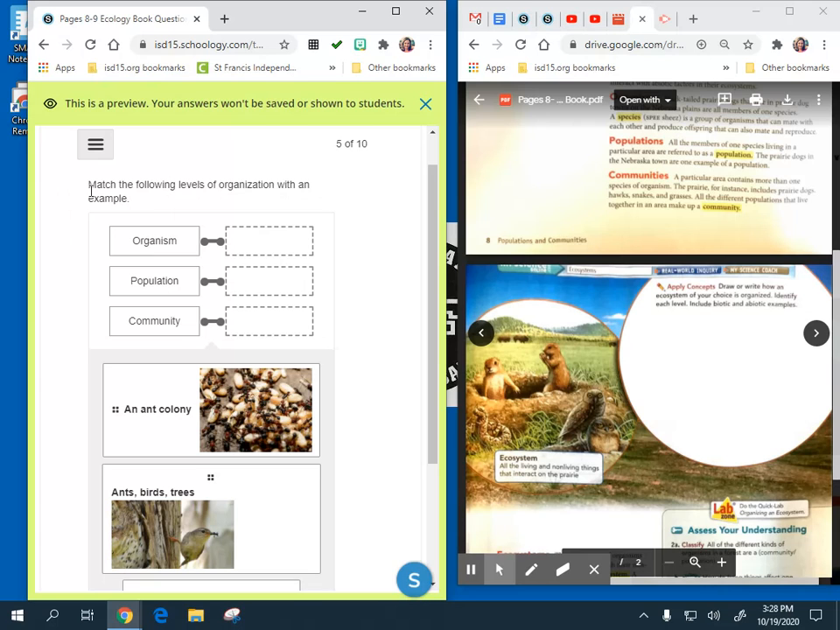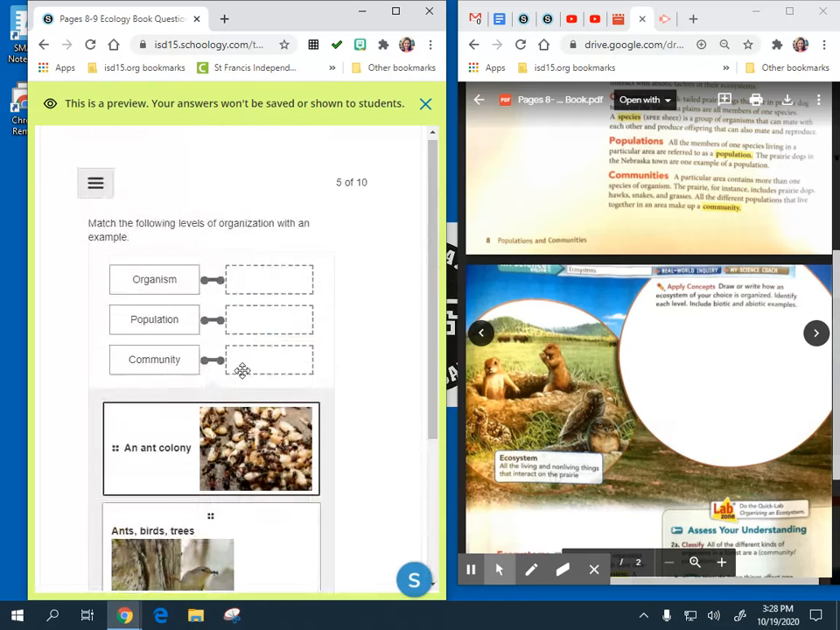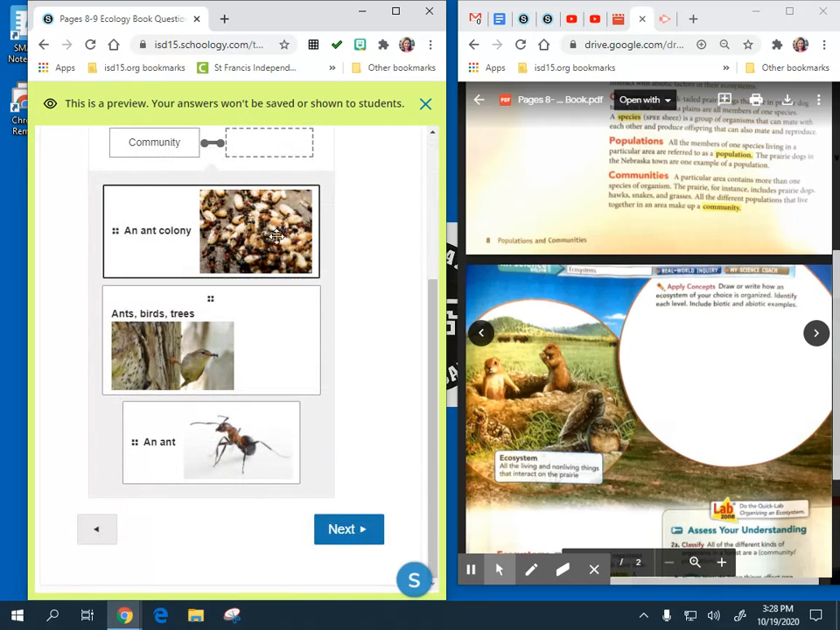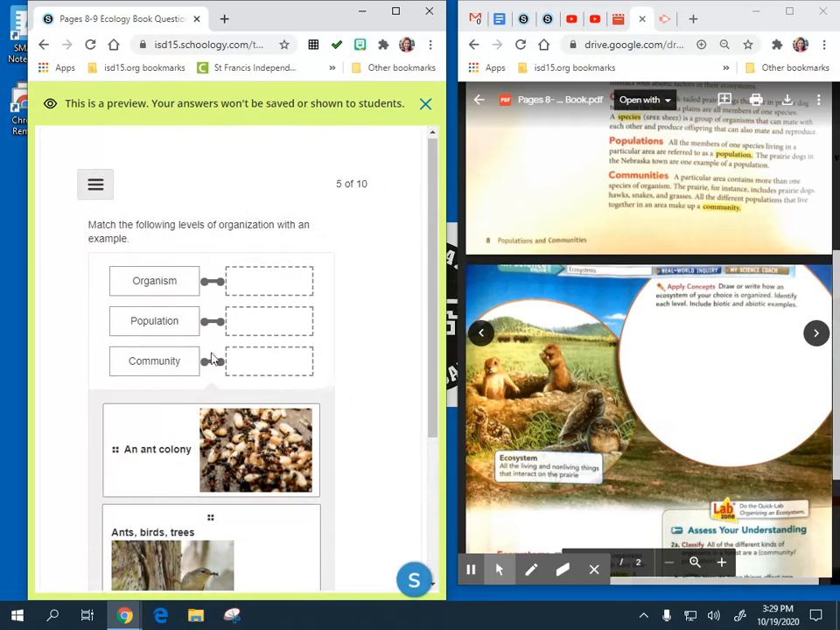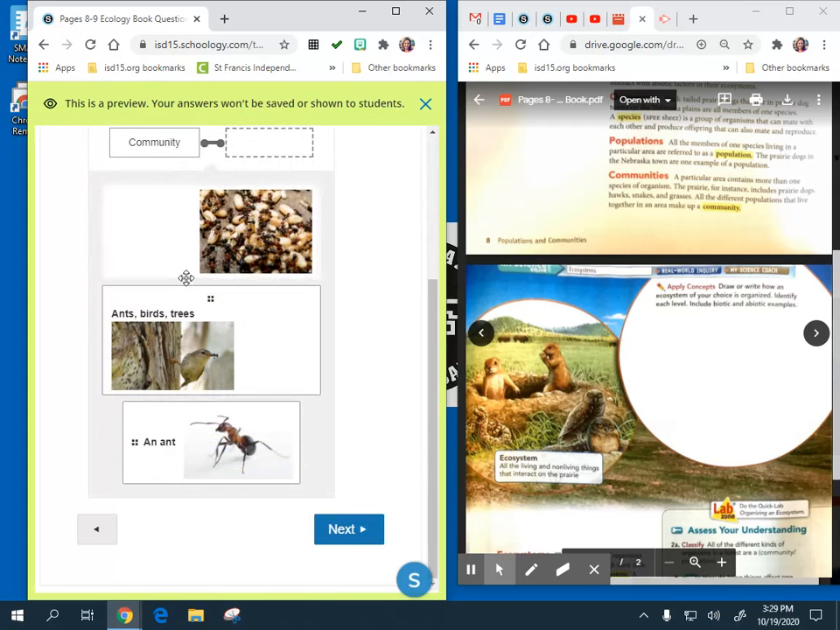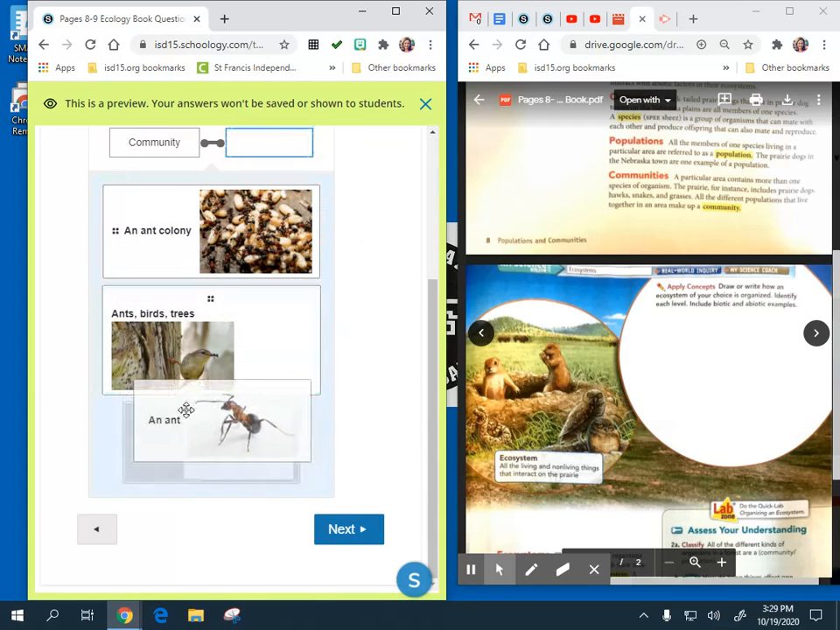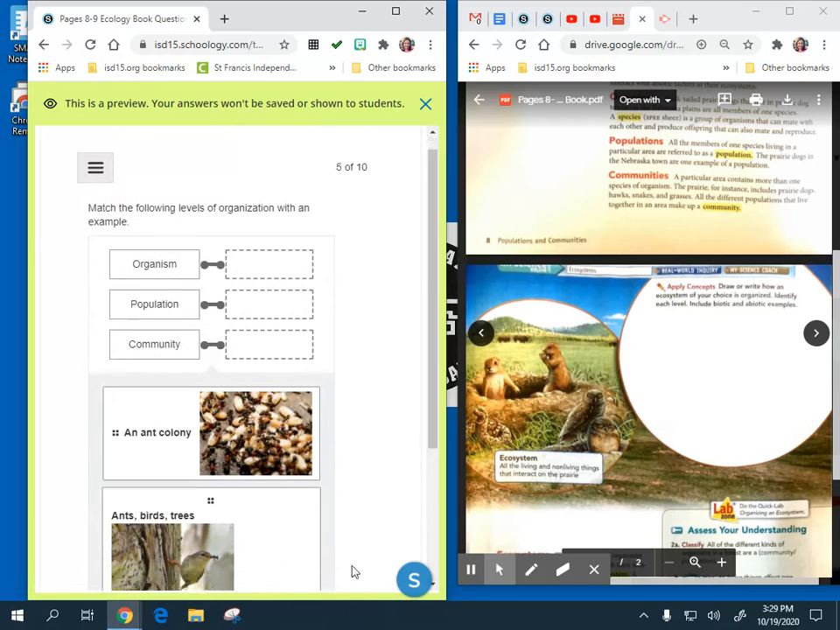Match the following levels of organization with an example. So an organism, would that be a whole ant colony, ants, birds, and trees, or an individual ant? A population, which one would that be? Again, this is a drag and drop question. I like these.